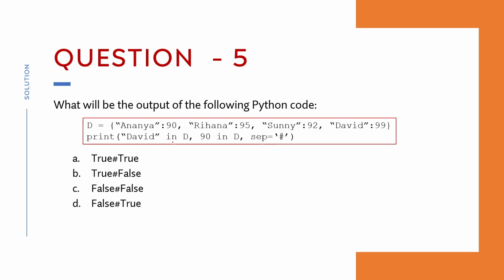तो फर्स्ट थिंग क्या है, David in D, दैट मीन इट इज आस्किंग कि जो पर्टिकुलर की है हमारी वो डेविड वो डिक्शनरी में है या नहीं है. तो डिक्शनरी में D है हमारा, यस, तो आंसर क्या आ गया आपका ट्रू फर्स्ट केस के लिए. सिंस इट इज सेपरेटेड बाय हैश तो वैल्यू क्या आ गई आपकी हैश.